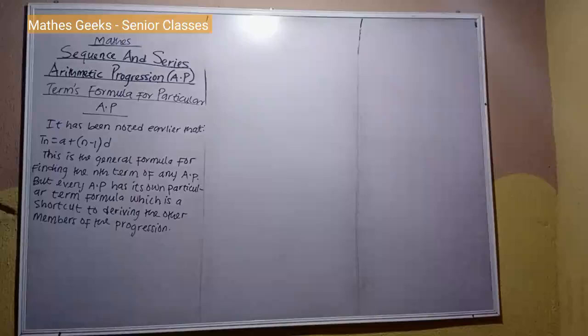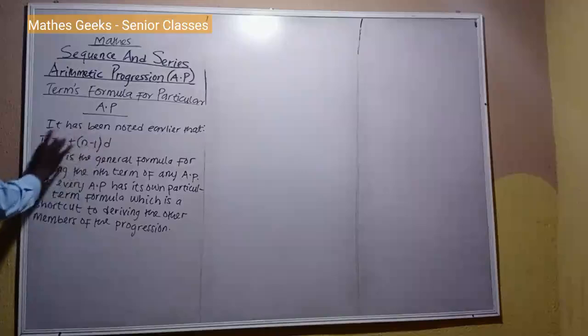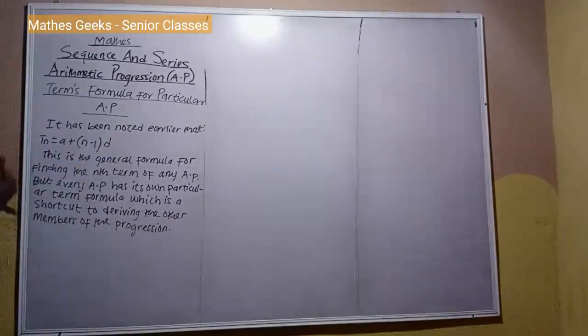So what this implies is that although the general formula for AP is what you have here, Tn equals a plus n minus 1 d, yet every sequence that's an arithmetical progression has its own term formula, and that term formula can be used to derive the members of the progression. Therefore, in this lesson, we are going to look at how to get members of a particular sequence or progression using the terms formula other than the general AP formula.